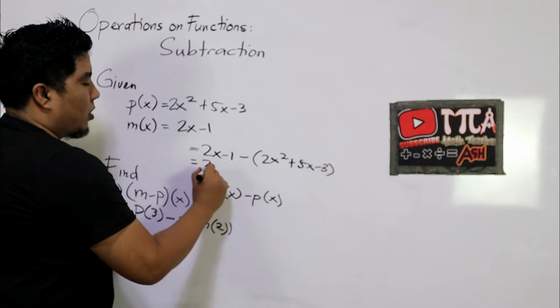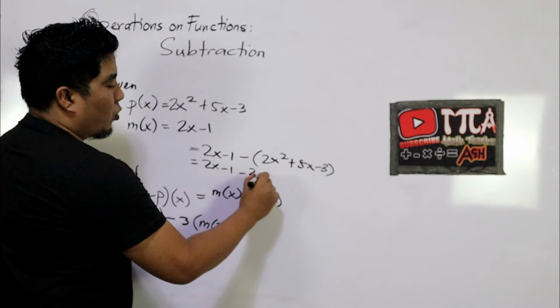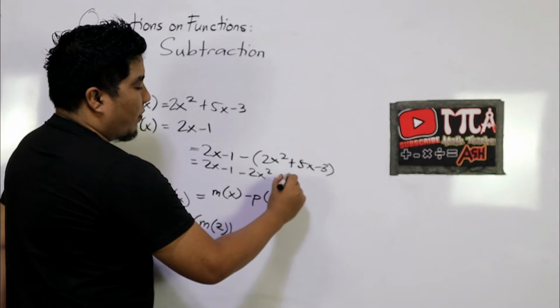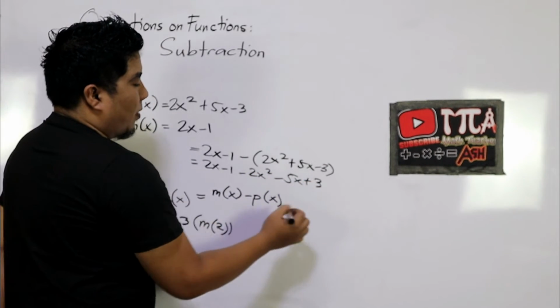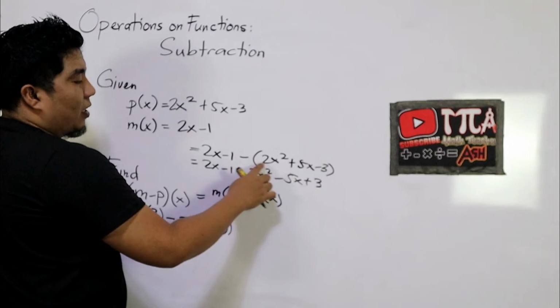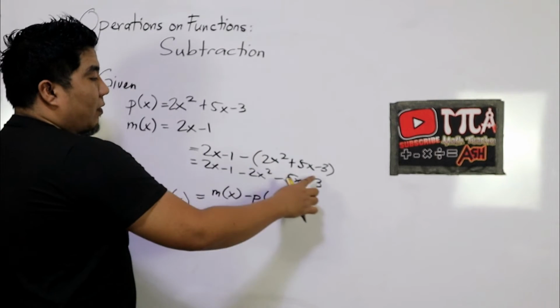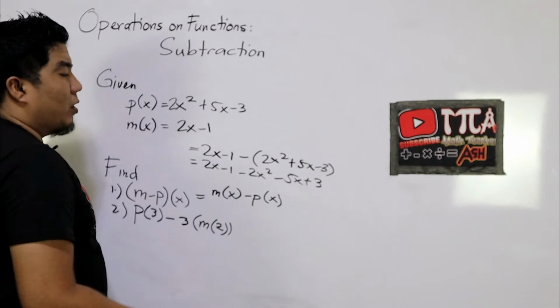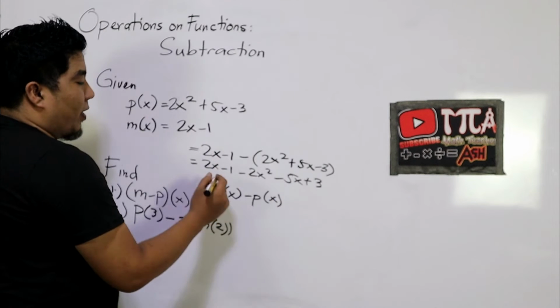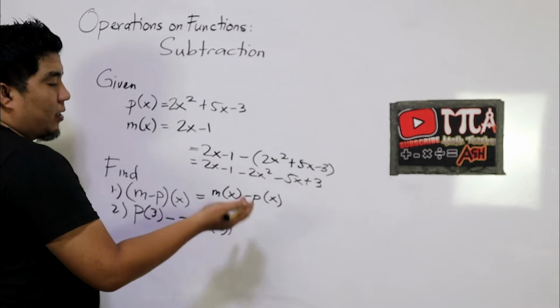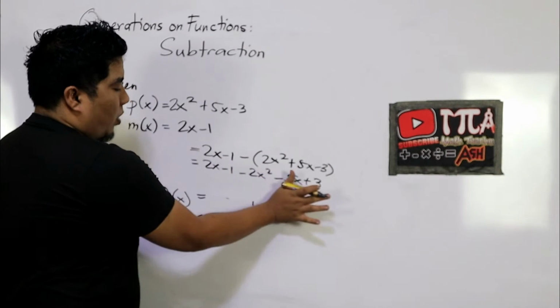That gives us 2x minus 1 minus 2x squared minus 5x plus 3, because negative times positive is negative, negative times positive is negative, and negative times negative is positive. Now what we need to do here is to simplify this by combining like terms.